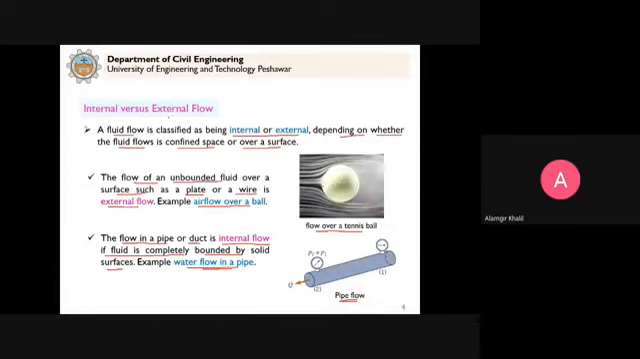But in external flow, what is happening is that the body is surrounded by a fluid, clear? Unbounded fluid over a surface. So this type of flow is known as external flow. In this chapter we will study external flows in which the body will be surrounded by fluids.